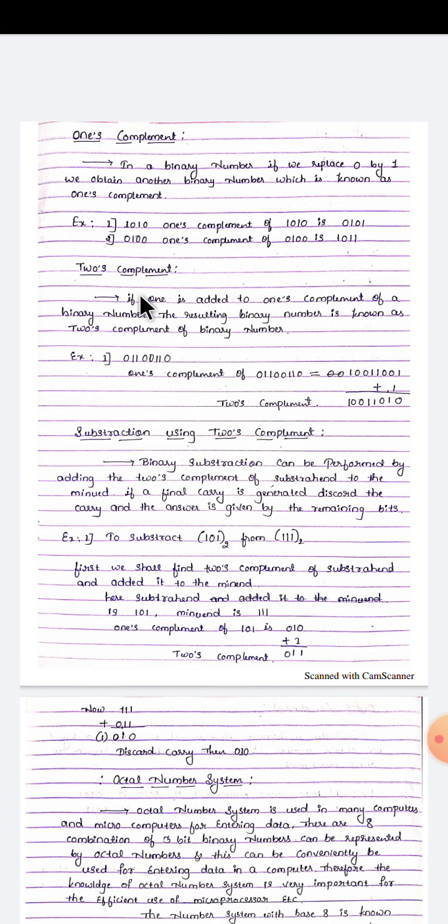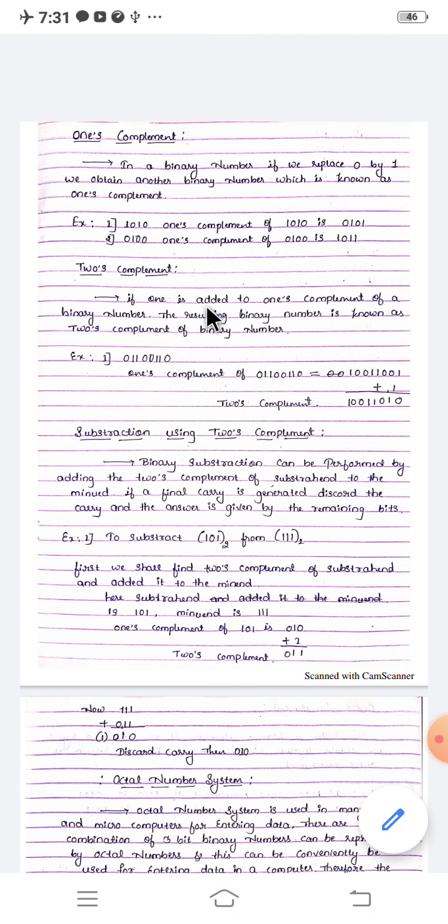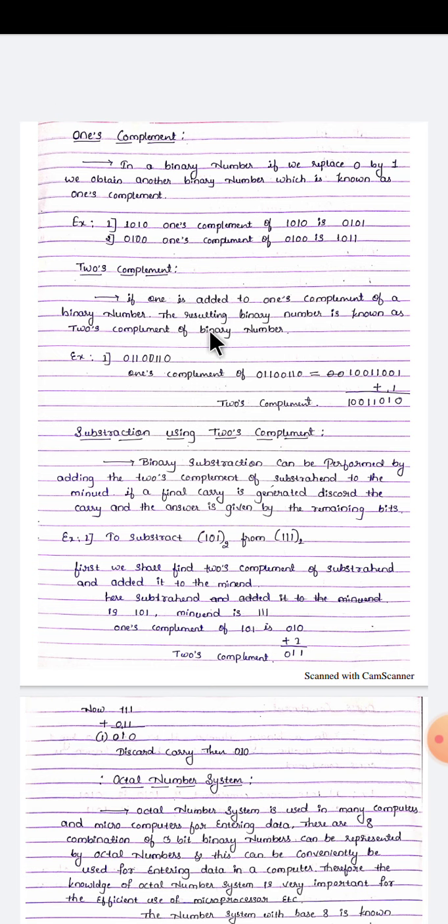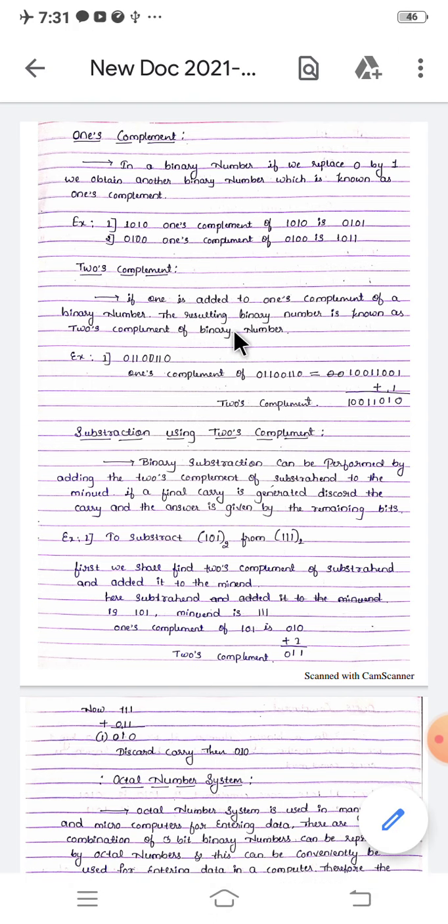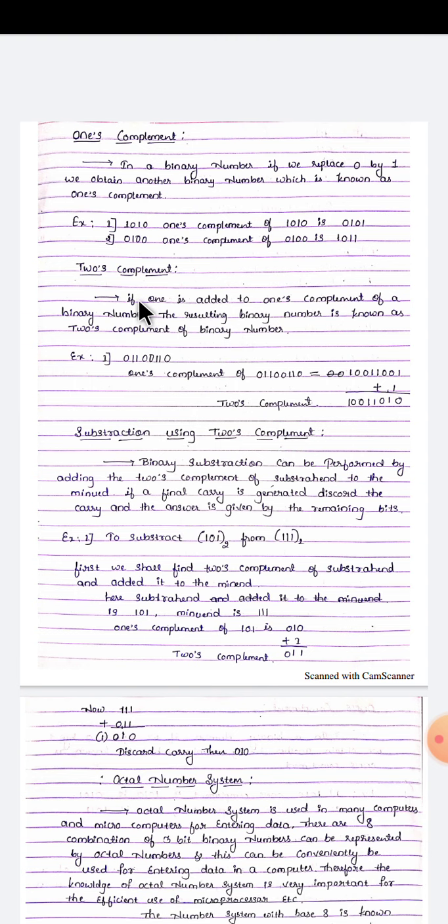What do you mean by twos complement? If 1 is added to the ones complement of a binary number, the resulting binary number is known as the twos complement of that binary number. Already we know ones complement: replace 0 by 1 and 1 by 0. For twos complement, add 1 to that ones complement, and the resulting binary number is the twos complement.